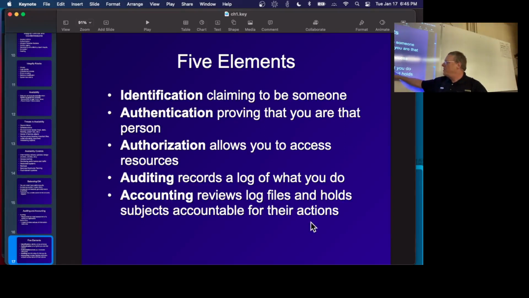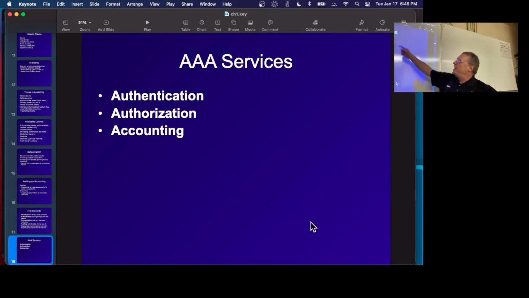Then auditing records of what you do, and accounting reviews these files to see what people have been doing and see if people have been doing the bad things. Like you'll have to do a high privilege audit to see what your administrators have been doing, because people can create extra administrator accounts and do things, and your systems usually can't see that because they can turn off the network. So you have to do an audit to see what the administrators have been doing periodically, or you're vulnerable to administrators' bad acting. So AAA services are authentication, authorization, and accounting.